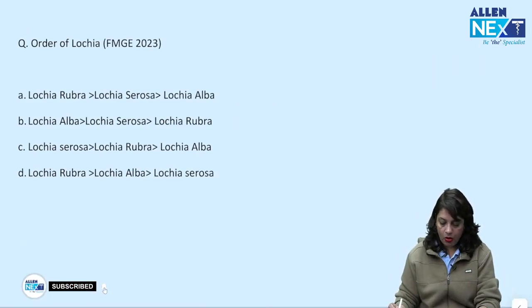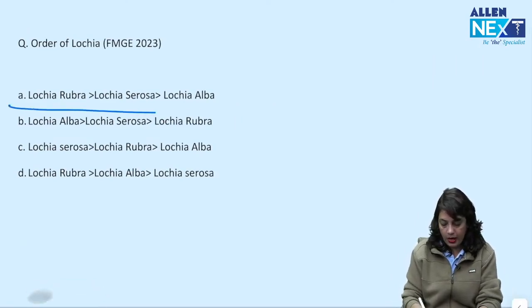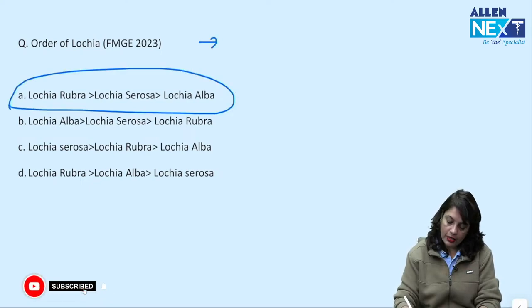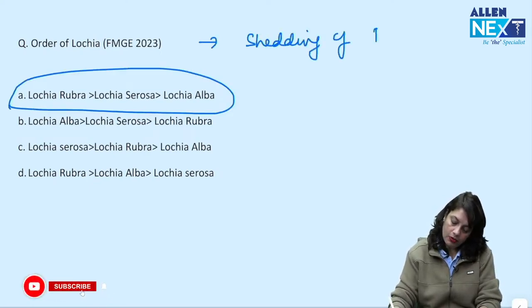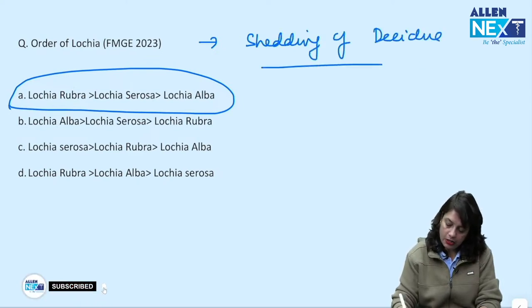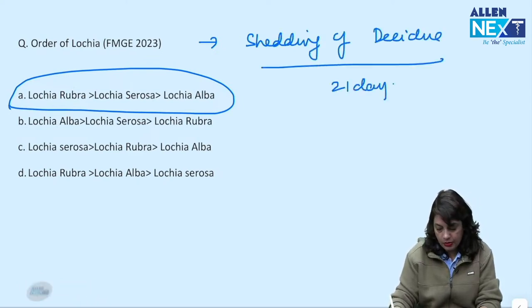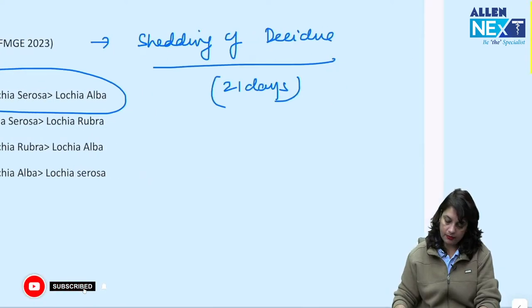Order of lochia: lochia rubra, serosa, alba. Lochia is shedding of decidua and this lasts up to 21 days.